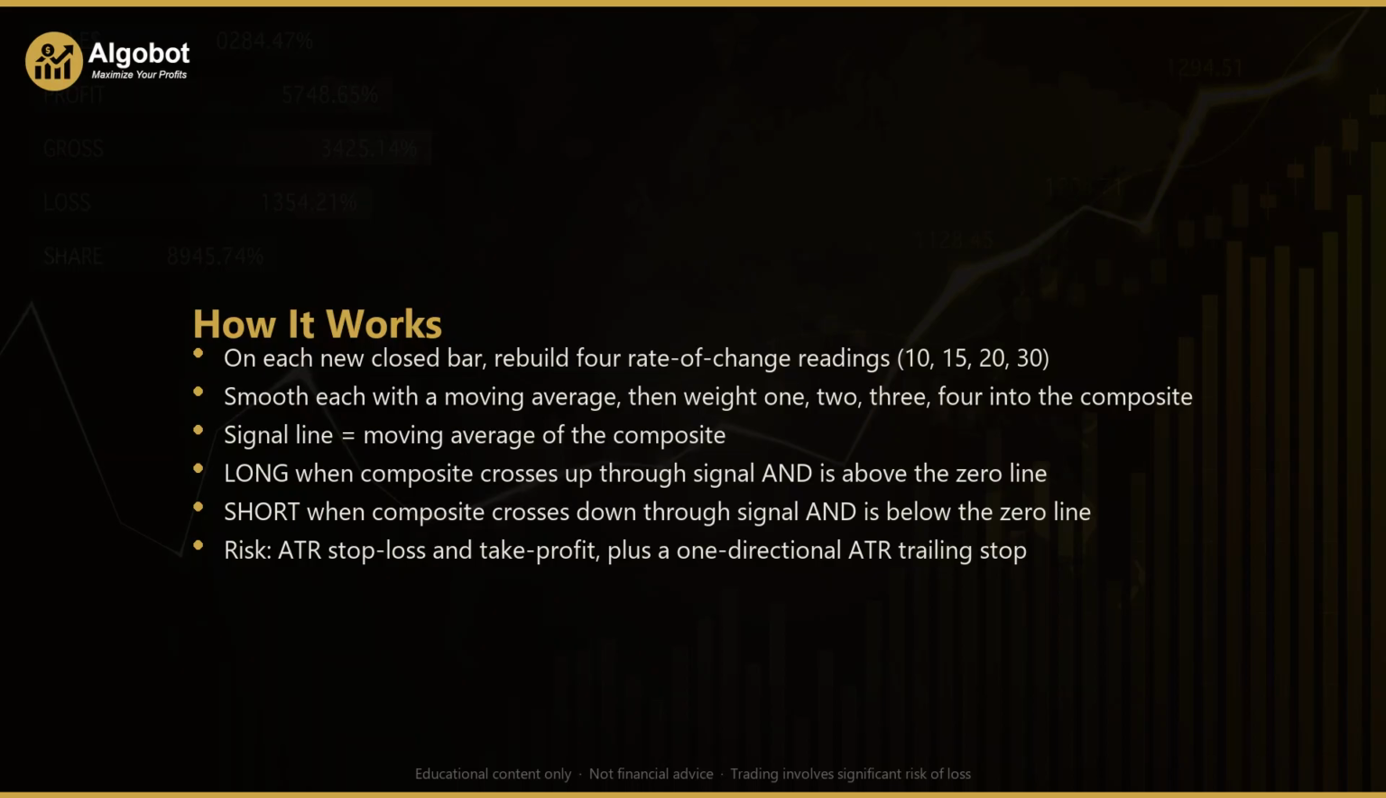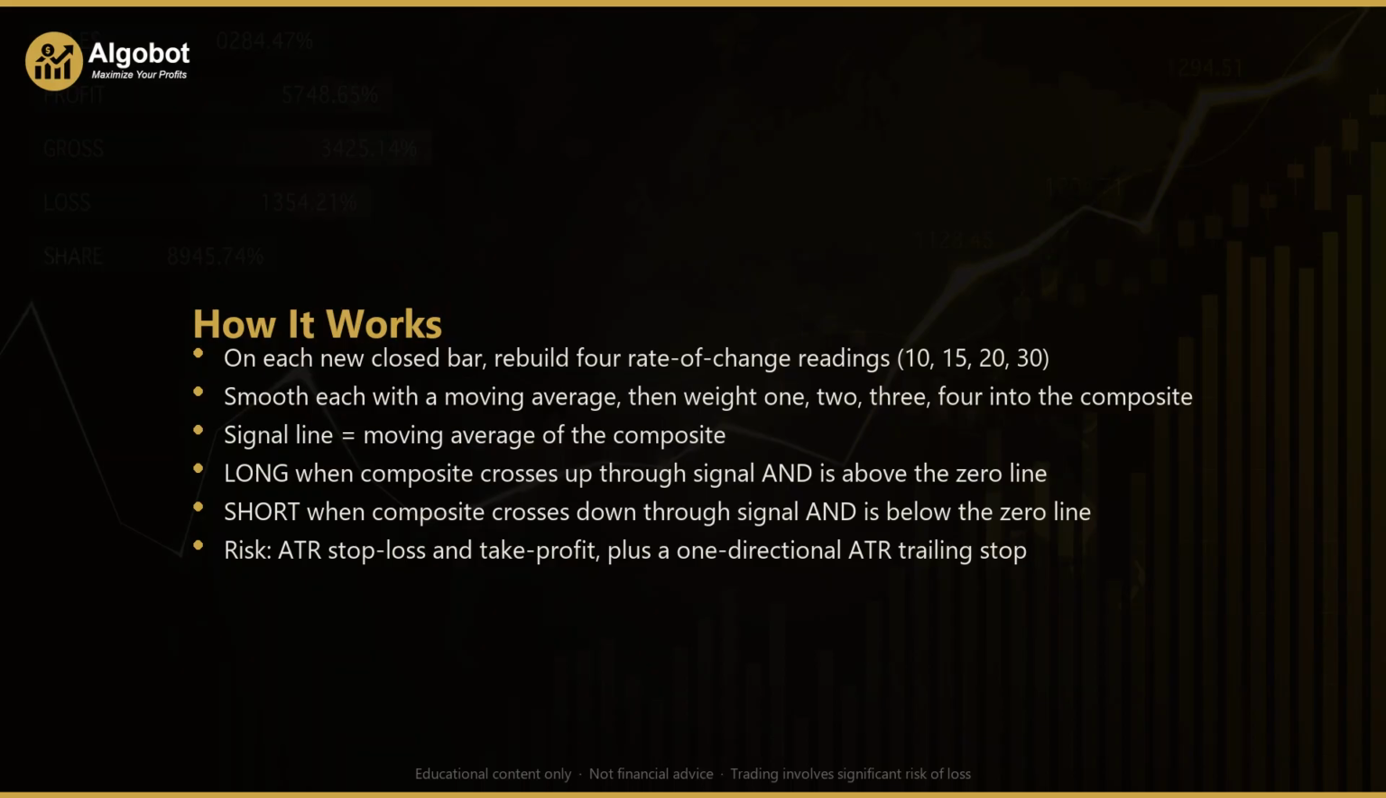On each new bar, the expert advisor rebuilds its 4 rate of change readings from the closing prices. The default lookbacks are 10, 15, 20, and 30 bars. Each reading is then smoothed with a simple moving average over the smoothing period, which defaults to 10. These 4 smooth readings are combined into the composite line using the weights 1, 2, 3, and 4. The signal line is then a simple moving average of that composite over the signal period, which defaults to 9.